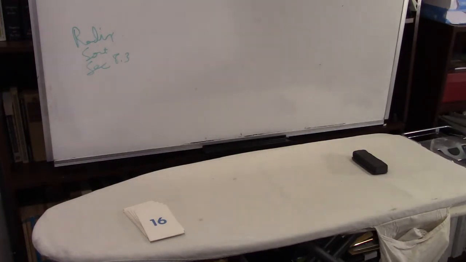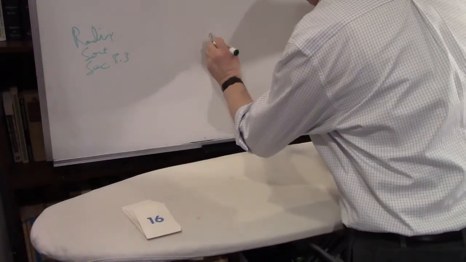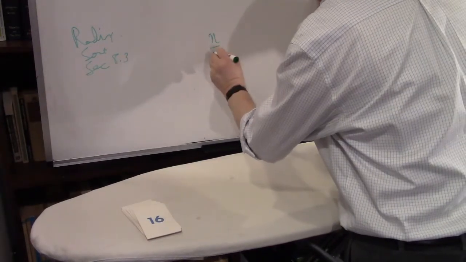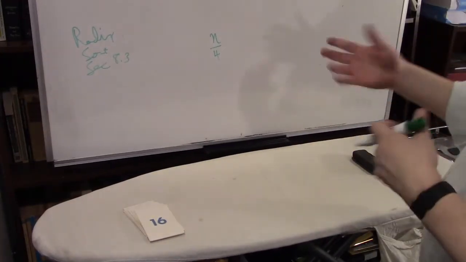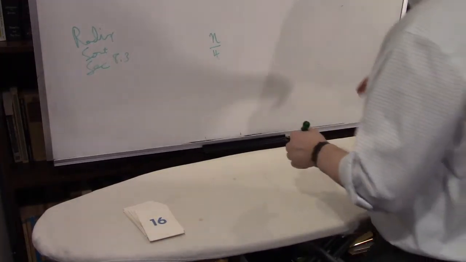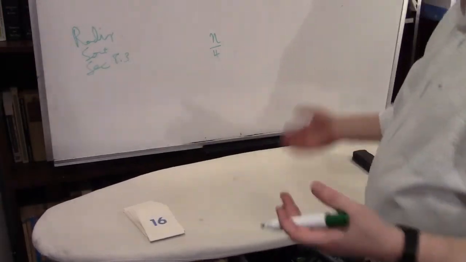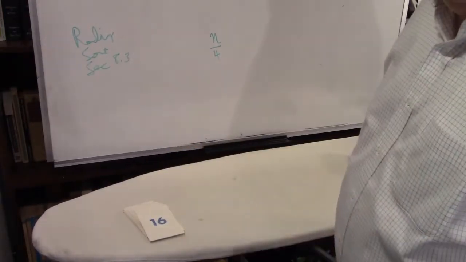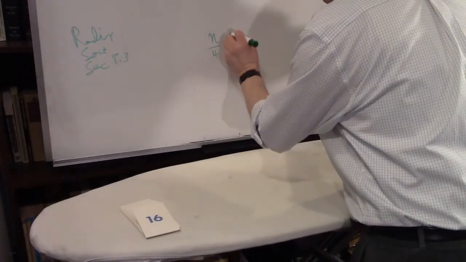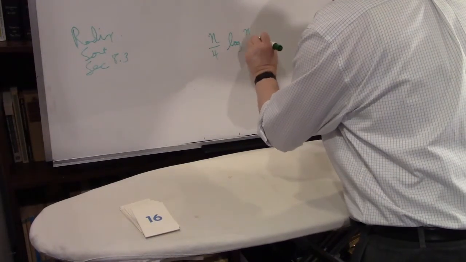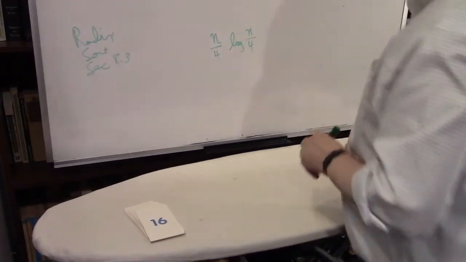Okay, not going to be the greatest. You have, let's say, n cards, and you split them up into groups of 4. Now you're going to sort each one of those. So how much work does it do? Well, I sorted them using a comparison sort, so it's basically n over 4 times log of n over 4. That's what a comparison sort costs.